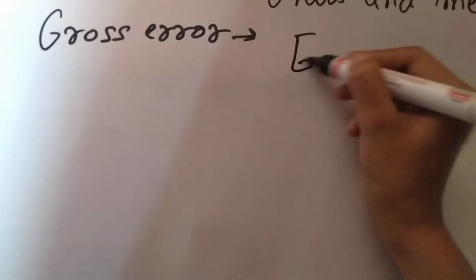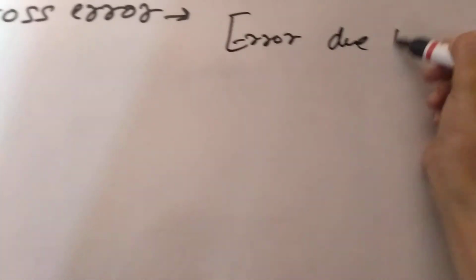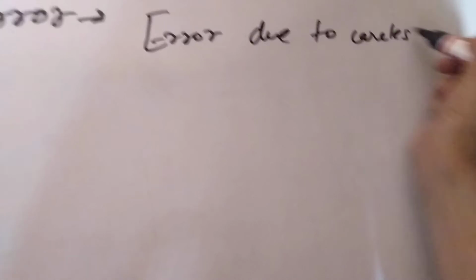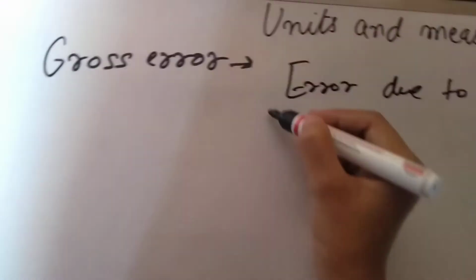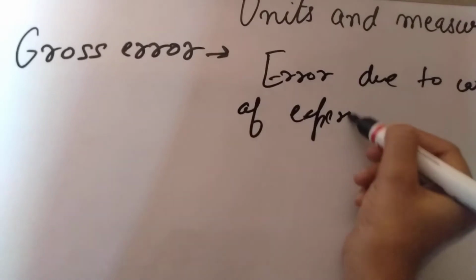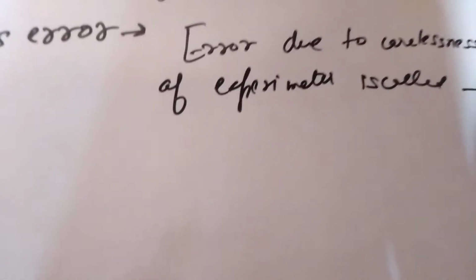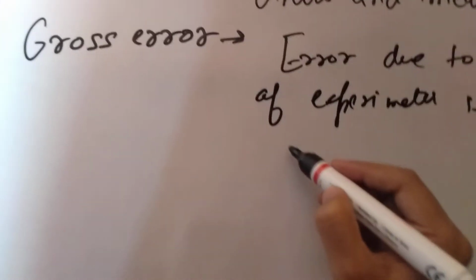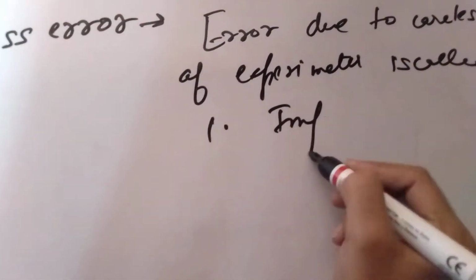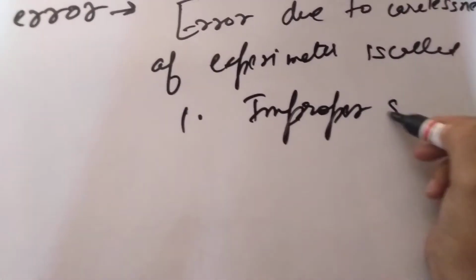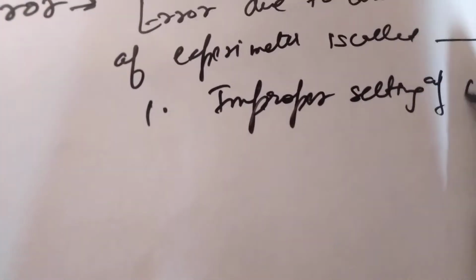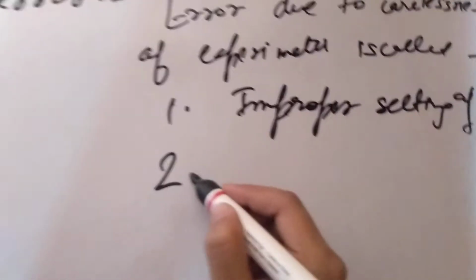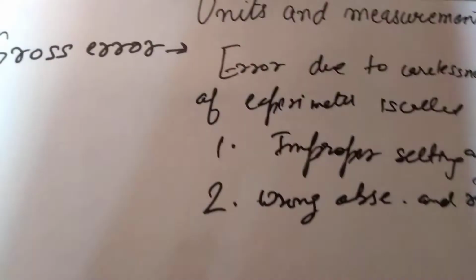Error due to carelessness of the experimenter is called gross error. We have two sources. First is improper setting of apparatus, and second one is wrong observation and recordings. So this is our gross error.